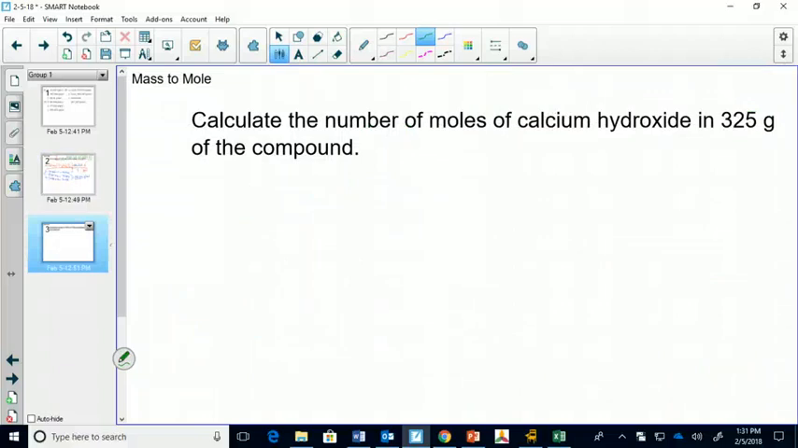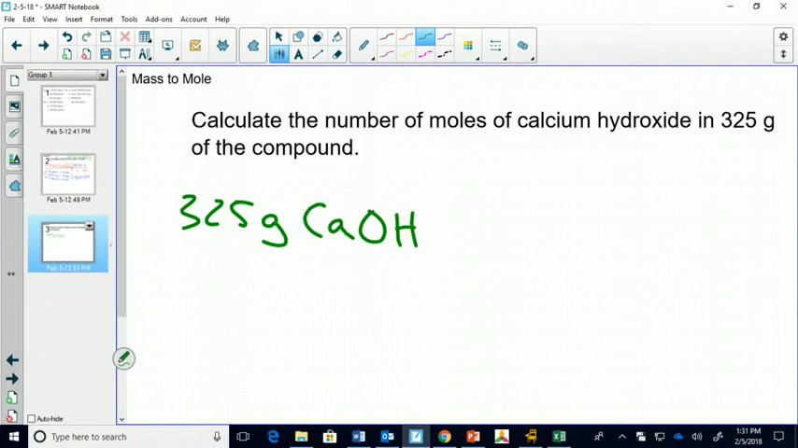So I've got this compound, calcium hydroxide. I've got 325 grams of it, and I want to know how many moles do I have. So, 325 grams calcium hydroxide, CaOH. Is that balanced? What charge does calcium have? 2 plus? How about hydroxide? 1 minus. So is that balanced? No, I got to do this, right? Okay.